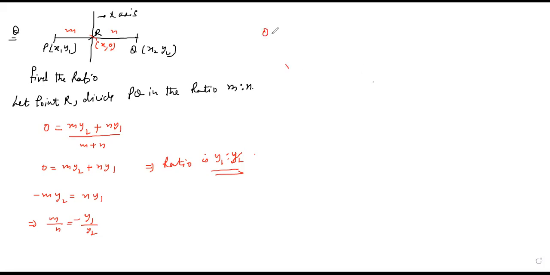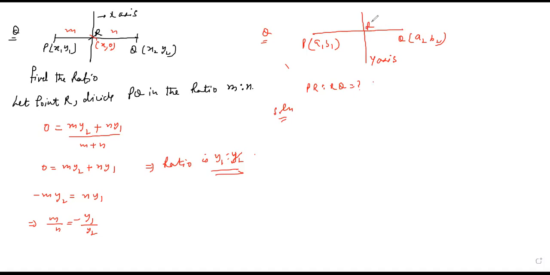Next question. This point is P, let it be A1, B1. Point Q, A2, B2. This is the y-axis. You have to find out the ratio by which it divides PQ. Let this point be R. So you have to find out PR ratio RQ. This is the question. Hurry up.